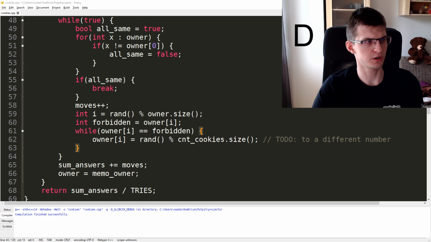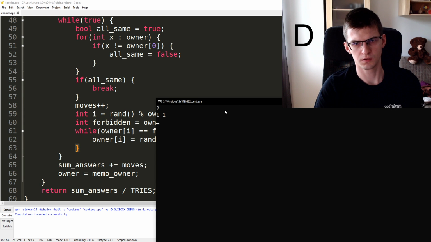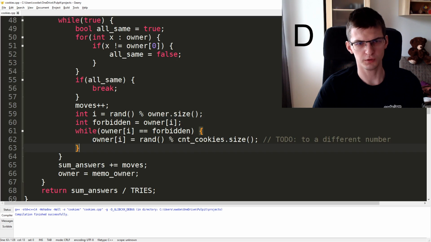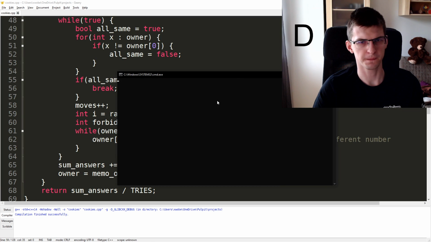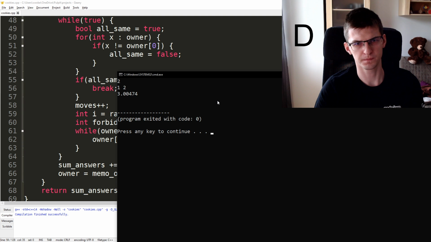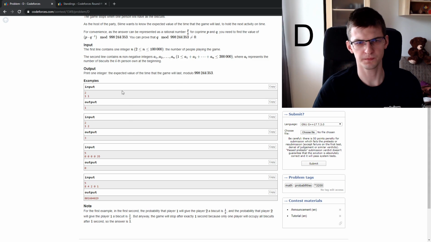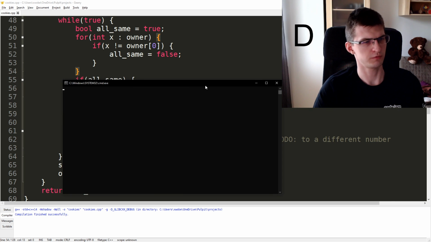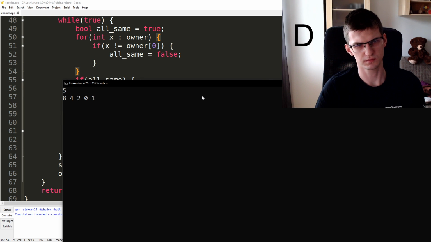That should do the job. I got 1. For 2, 1, 2, I should get 3. 3. Of course, it's not that precise. And for this, I don't know what the answer is, but we can see what the program prints.